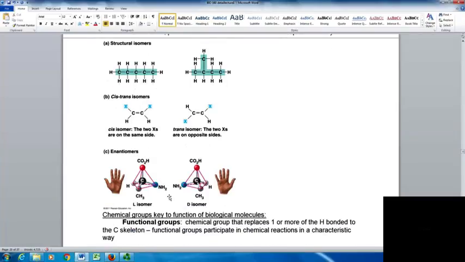So this picture here shows your L and D isomers, which are like your left and right-handed isomers. So if you look, it's actually how it spins light is how these are looked at.